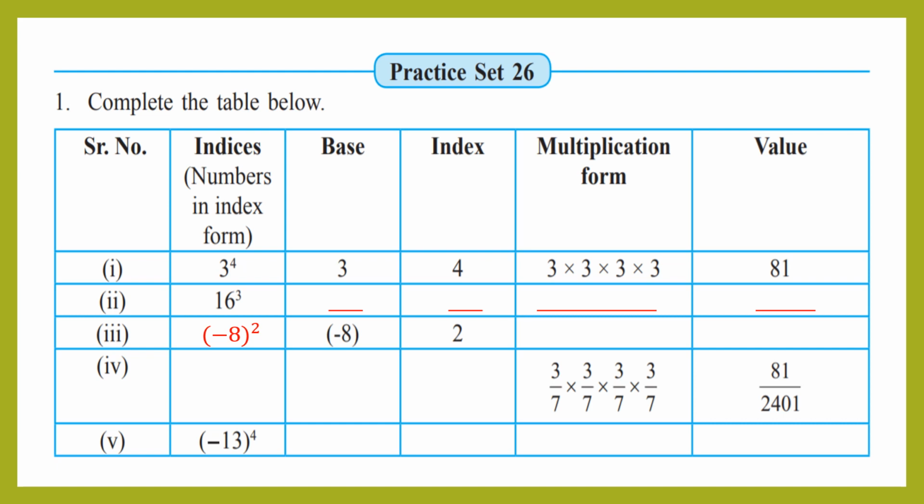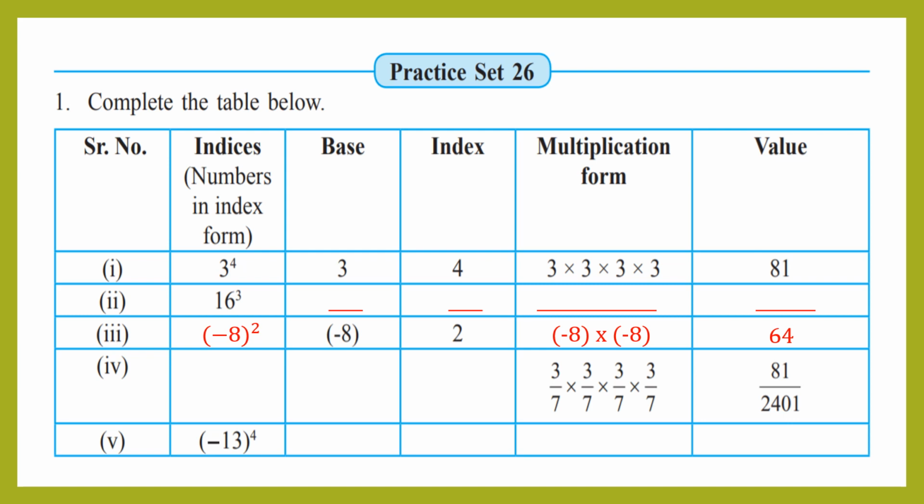In multiplication form, it can be expressed as -8 into -8. That is, -8 is multiplied by itself 2 times. Now dear children, we have a negative number raised to even power. That is, -8 is a negative number and 2 is an even number, so that is even power. Now whenever we have a negative number raised to even power, the answer will be positive. So -8 into -8 is 64.